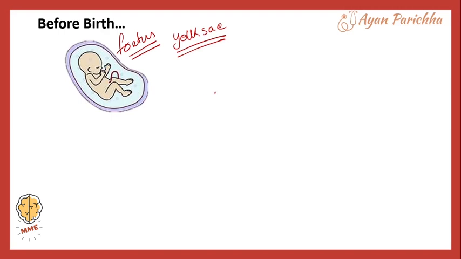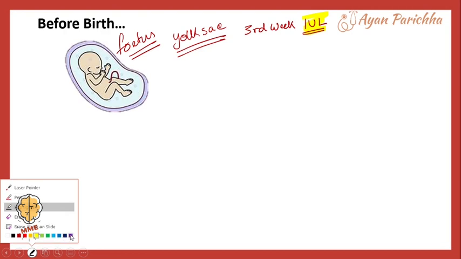In that yolk sac, around the time of third week. Now, third week of what, sir? Third week of intrauterine life, sir. We are talking about things before birth. So whatever before birth, we remain in our mother's uterus, right? So that part of our life, that around 9 months of time that we spend within our mother's womb, that part is known as intrauterine life. So that is in short written as IUL. Right? Remember this.